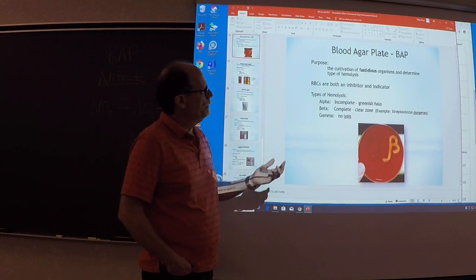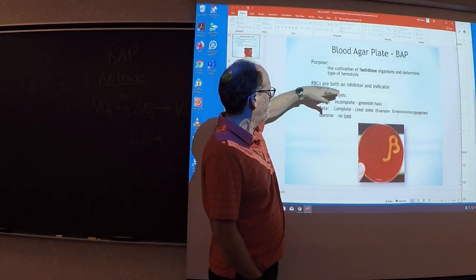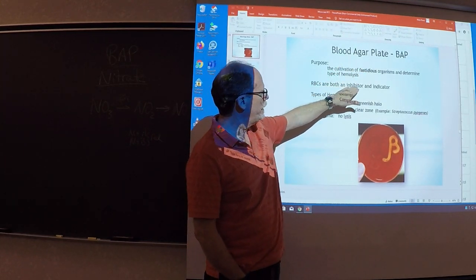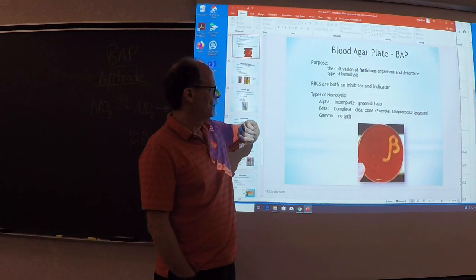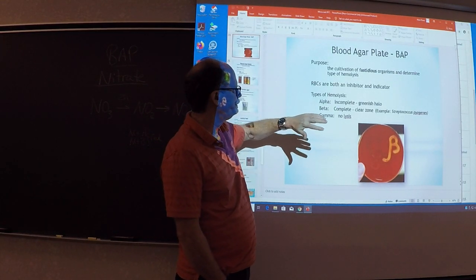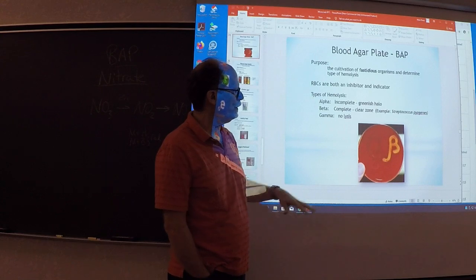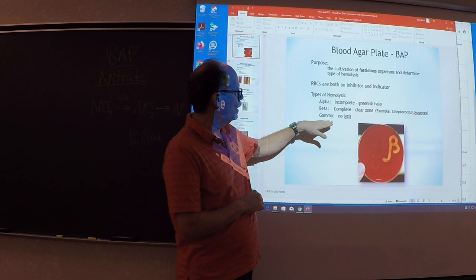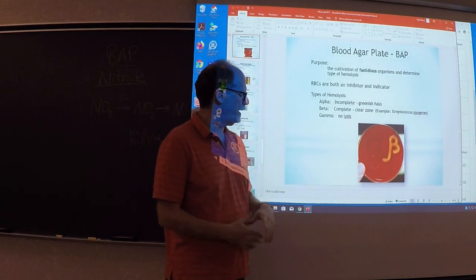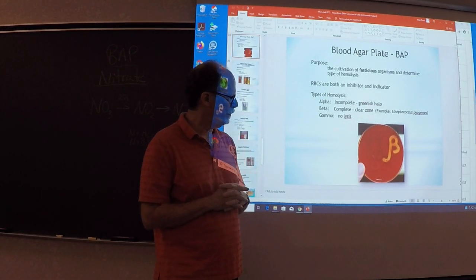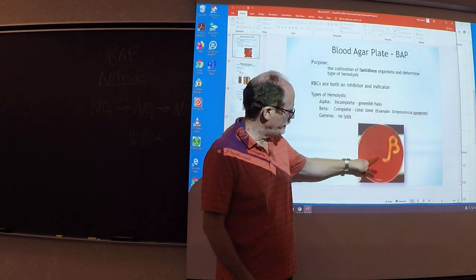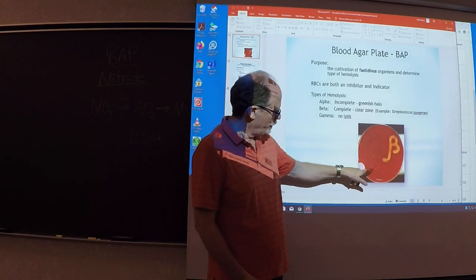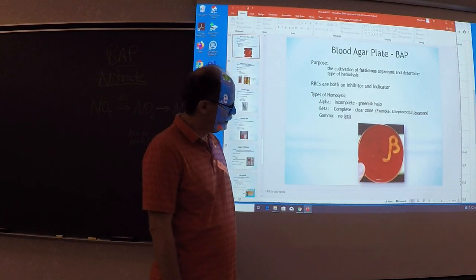The important thing to remember for that purpose is that red blood cells are in the BAP plate. They act as an inhibitor and an indicator. So they inhibit some bacteria, and the red blood cells can produce 3 types of hemolysis. If the bacteria grow and don't affect the red blood cells, you say it's gamma, no hemolysis. There's actually a gamma sign here. You don't see a heavy bacterial growth, unfortunately, in this image.